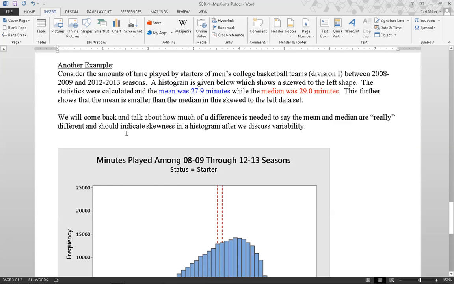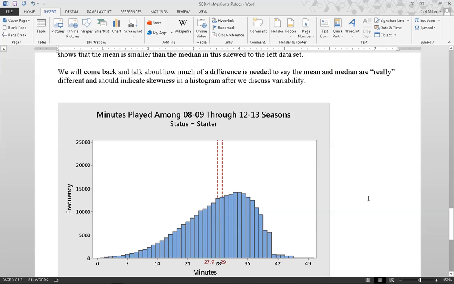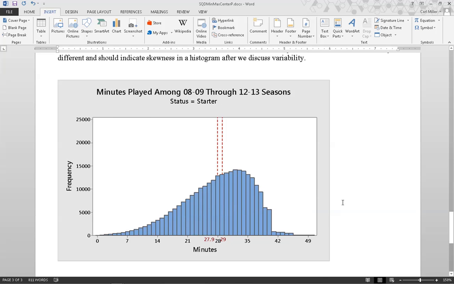We will come back and talk about how much of a difference is needed to say that the mean and the median are really different values and thus should indicate skewness in a histogram after we talk about variability.